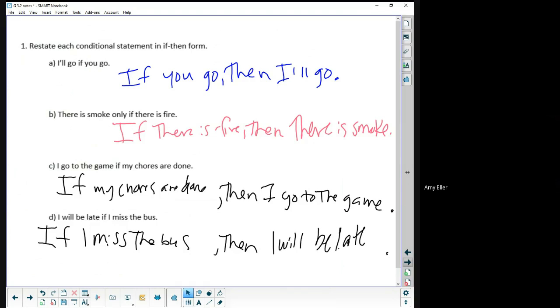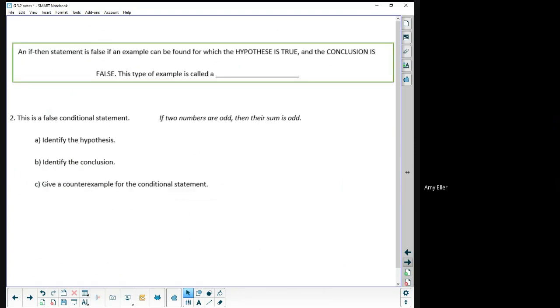Okay, so we're kind of learning three things today. Number one, writing statements in if-then form. Practice that 4 times. Identifying the hypothesis and the conclusion. Pretty easy. The next thing is called counterexample. And that's what we're going to work on the next page. This statement in the box might sound confusing. The more we do, the more it will make sense.